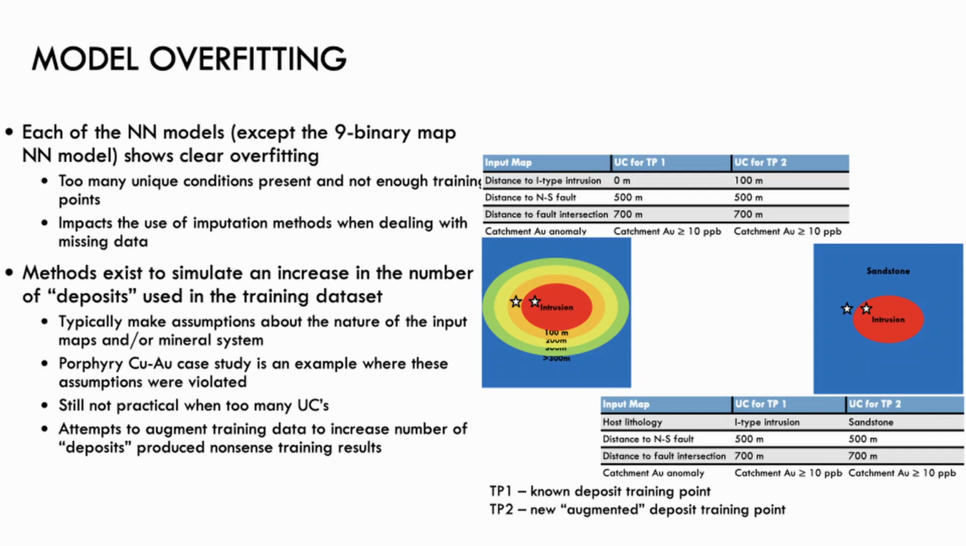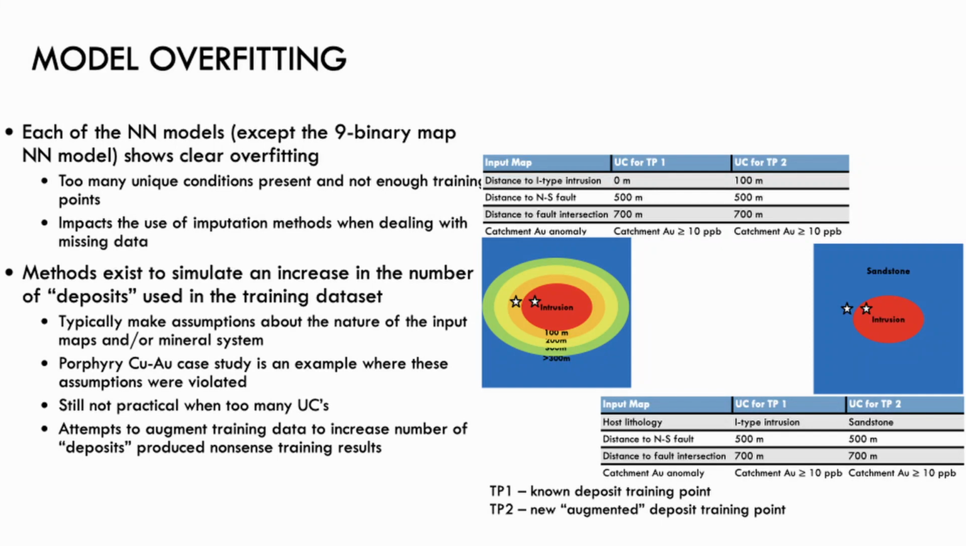And there are methods that have been developed to try and overcome this lack of training data, because mineral occurrences are rare events and we're probably never going to have enough to run particularly complex big data type models for mineral potential mapping. So these methods exist to simulate an increase in the number of deposits in the deposit class in the training data set. And they tend to make some assumptions about the nature of the input maps and the mineral system that are being modelled. So the porphyry copper gold case study here is a really good example of where these assumptions are violated. And so I'm just going to run through a really brief cartoony type example showing what the issue is.